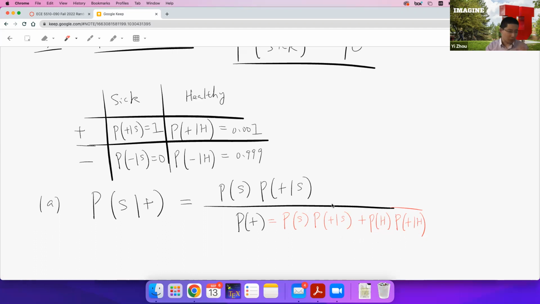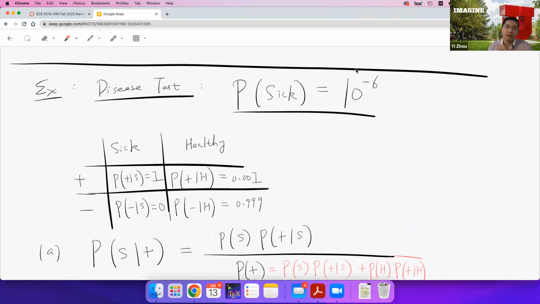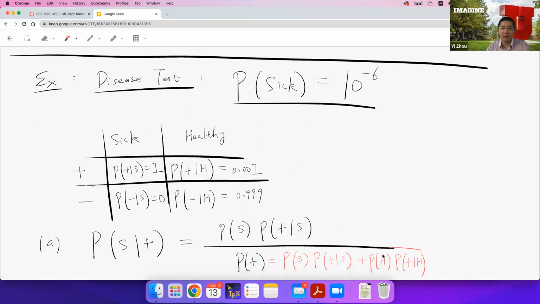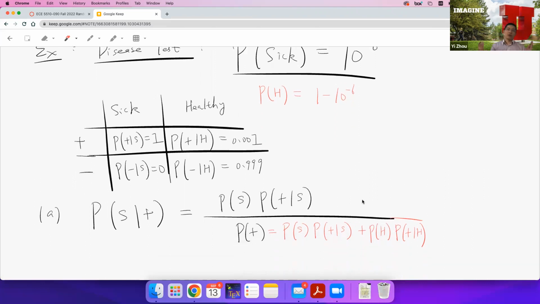And now we have everything here. All these conditional probabilities are given in the table. You can find them in the table. P(S), the probability of being sick, is given as this one. And the probability of being healthy, well, by the probability law, is 1 minus 10 to the negative 6. So you plug in all these numbers, and what you get is a surprising message. It's only a 10 to the power of -3 chance.